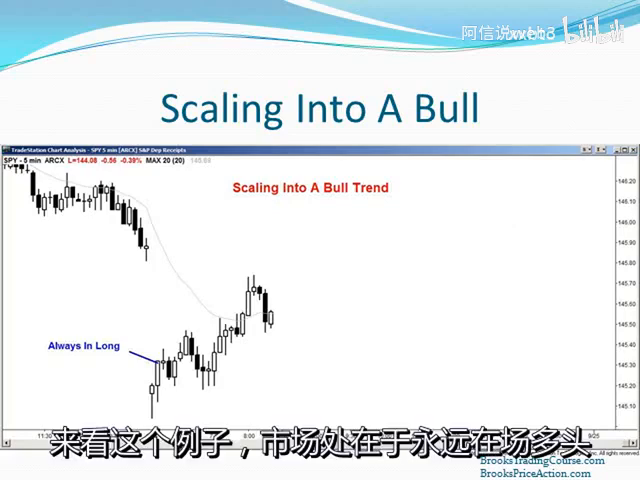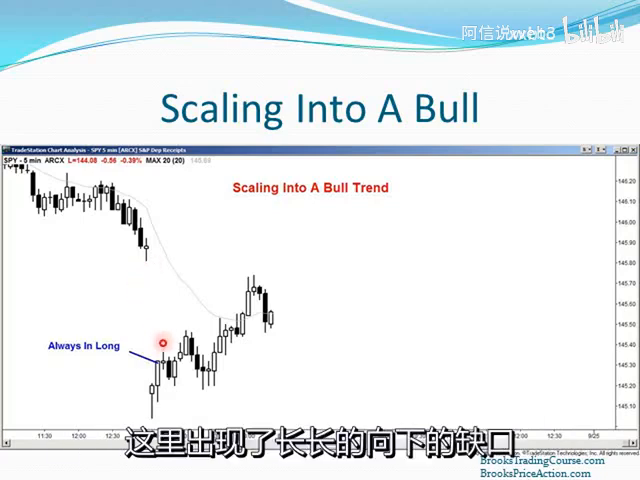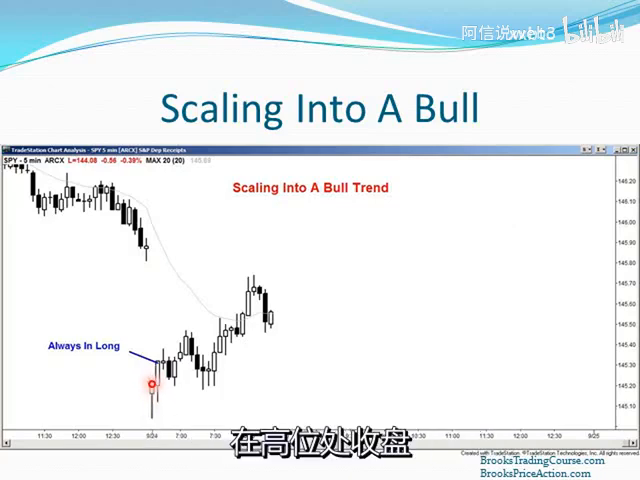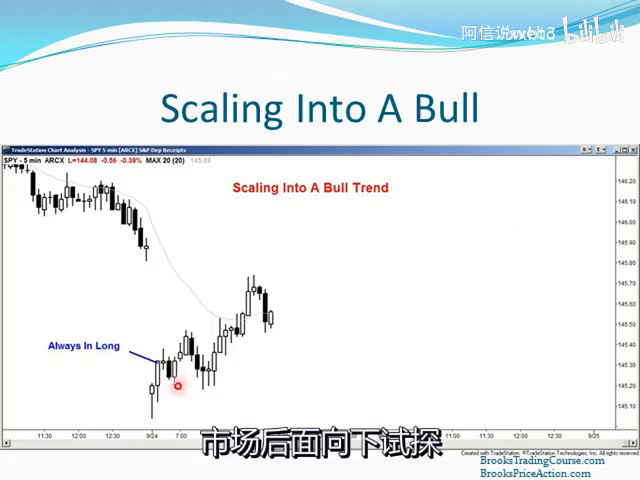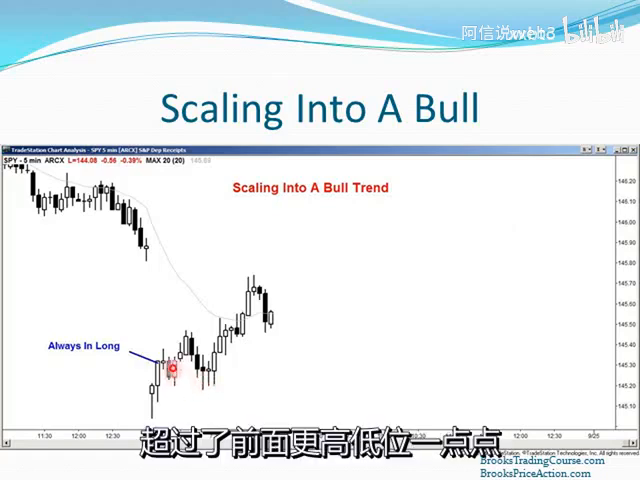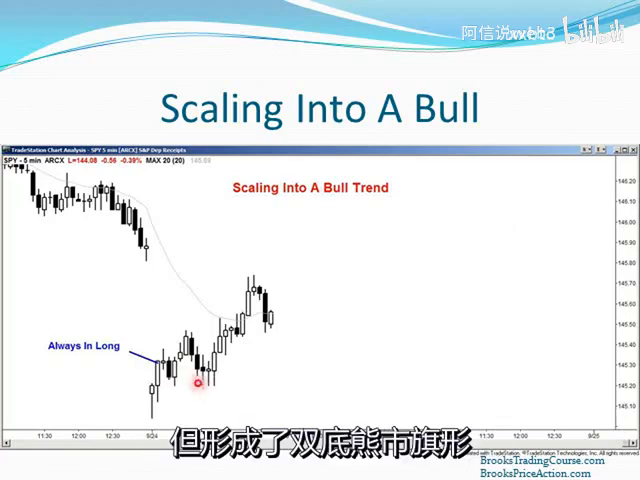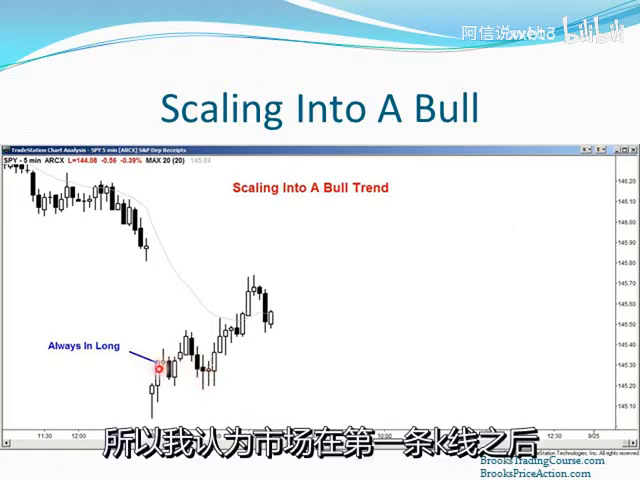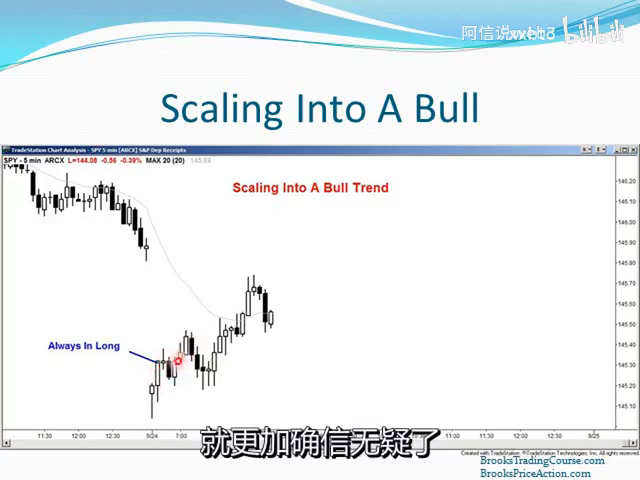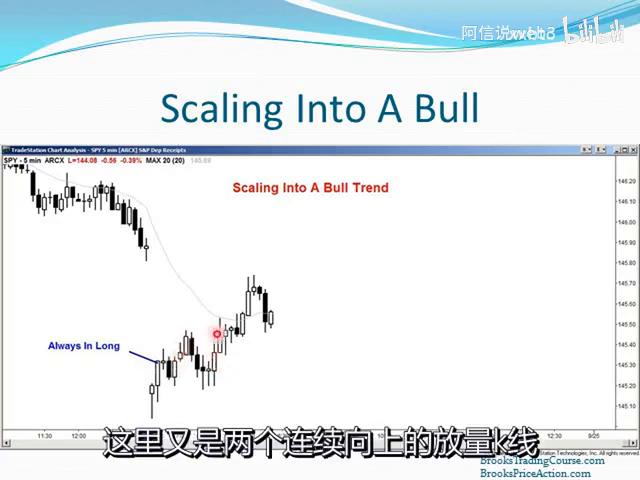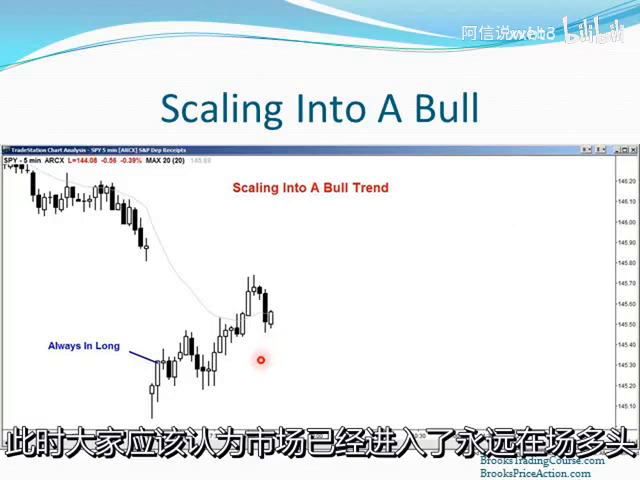Here's an example of a market being always in long. We had a huge gap down and a very strong bull bar closing on its high tick, and a very strong entry bar closing on its high tick, and then another strong bar closing on its high tick. That would be a buy. We dipped below the low of this higher low, but basically formed a double bottom bull flag. So I think the market went always in long as it went above the first bar, and certainly by the close of the second. And this is more evidence that it's always in long. Another bull spike, another bull spike.